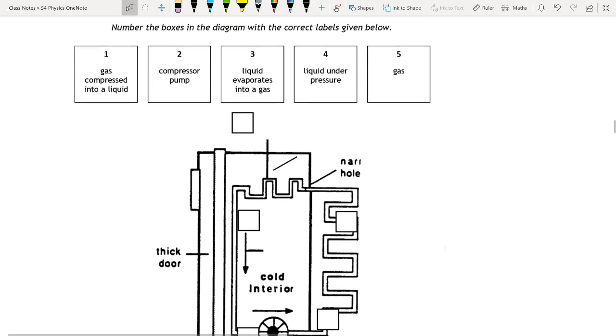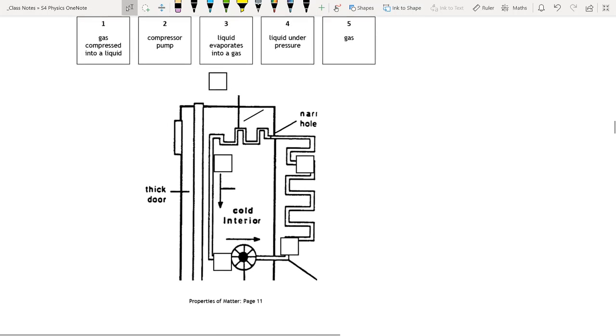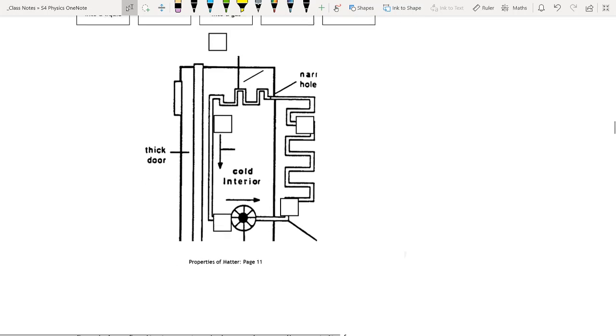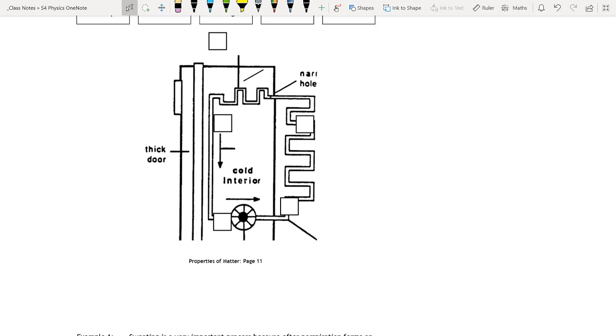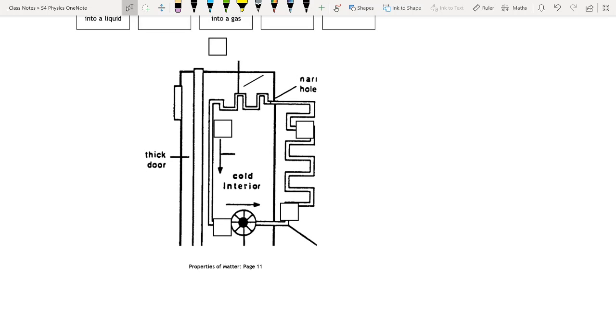So let's look at this diagram here. So we're going to label each part. My printing missed off a little bit. Is your printing complete? Have you got boxes at the bottom?